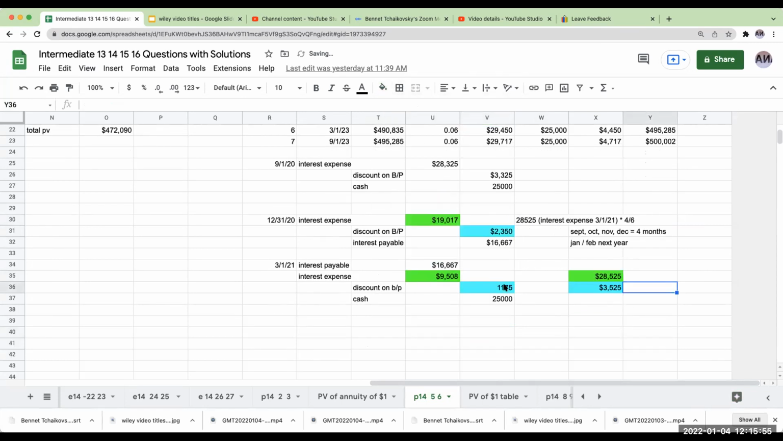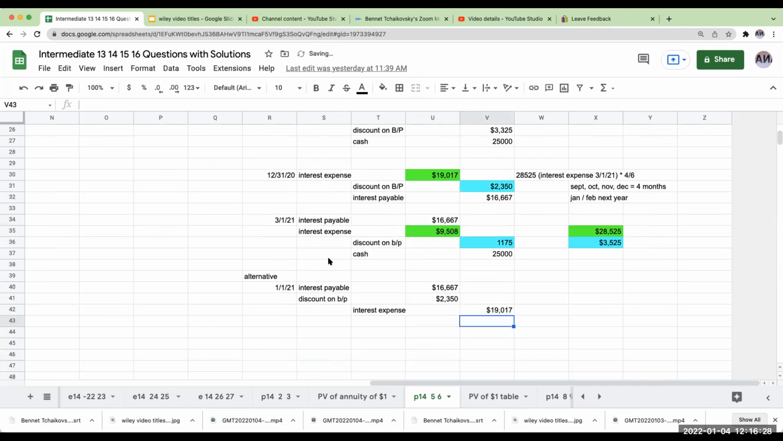So that's the way I could do it. The other way I could do this entry, as an alternative, is to reverse out. I could debit interest payable, I could debit discount on bonds payable, and then I credit interest expense. So what I can do if I want to is reverse this accrual over here.